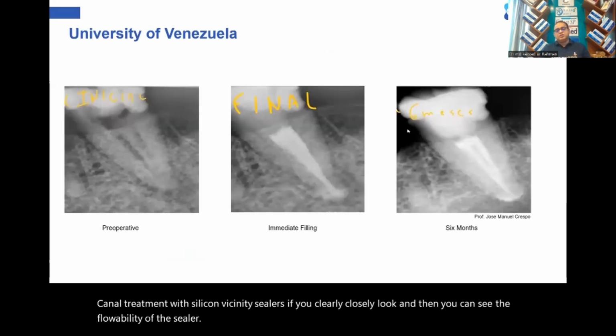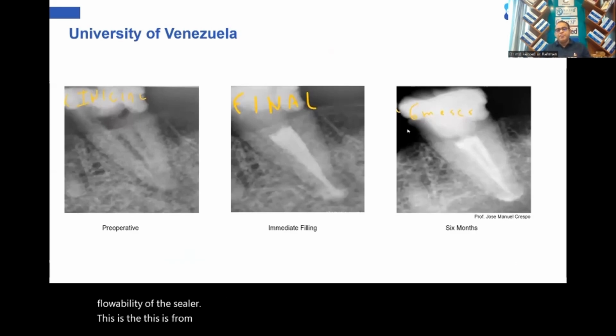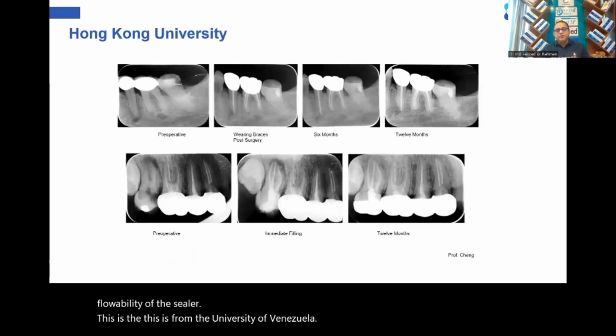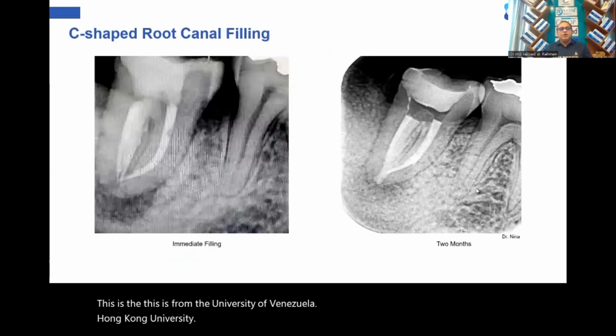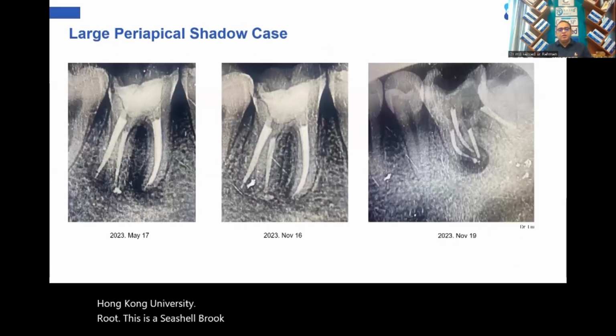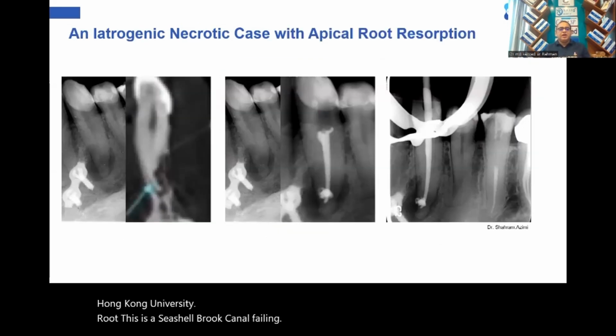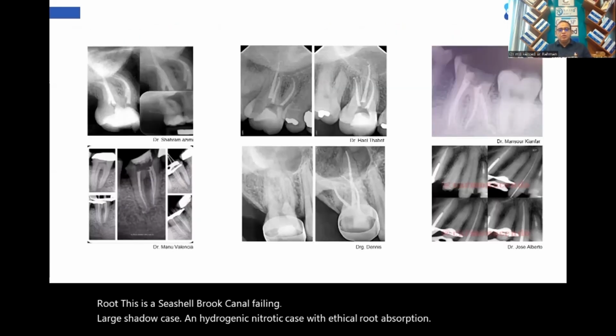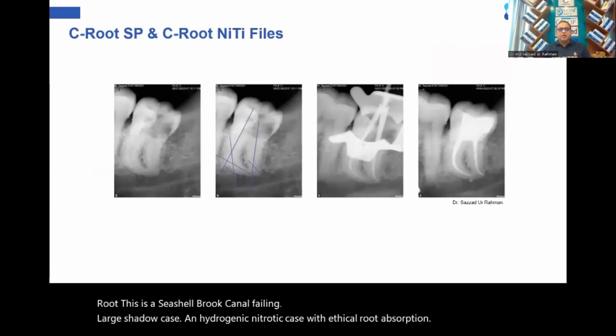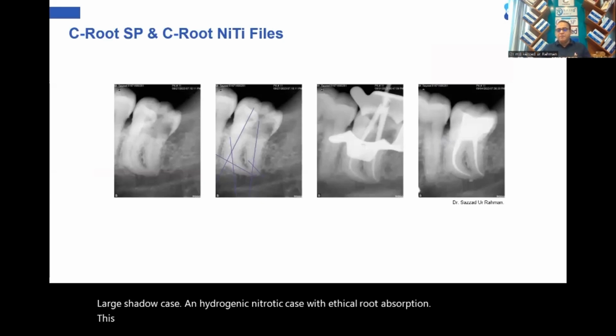This is from the University of Hong Kong. This is a C-shaped root canal filling. A large periapical shadow case, an iatrogenic necrotic case with apical root resorption. This case was done by me. I did that case.